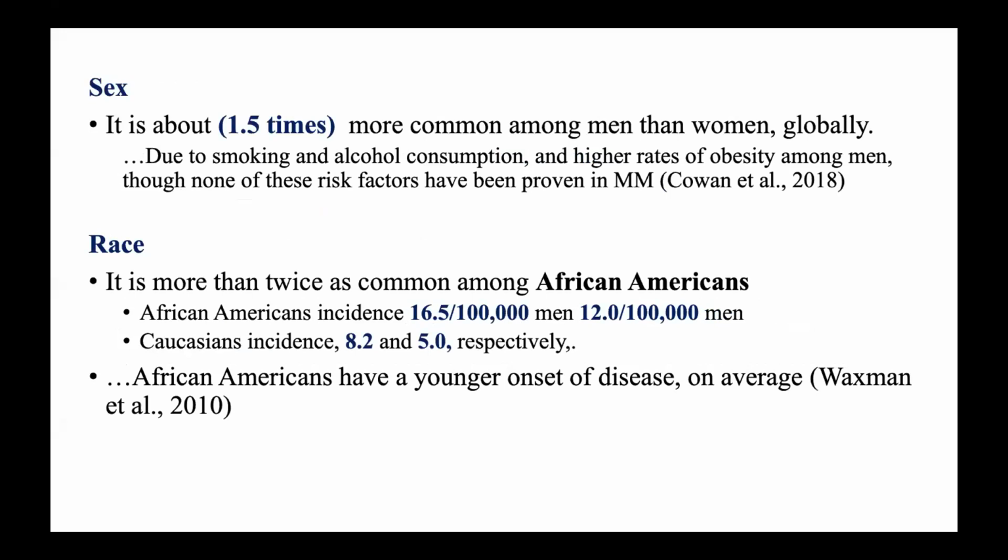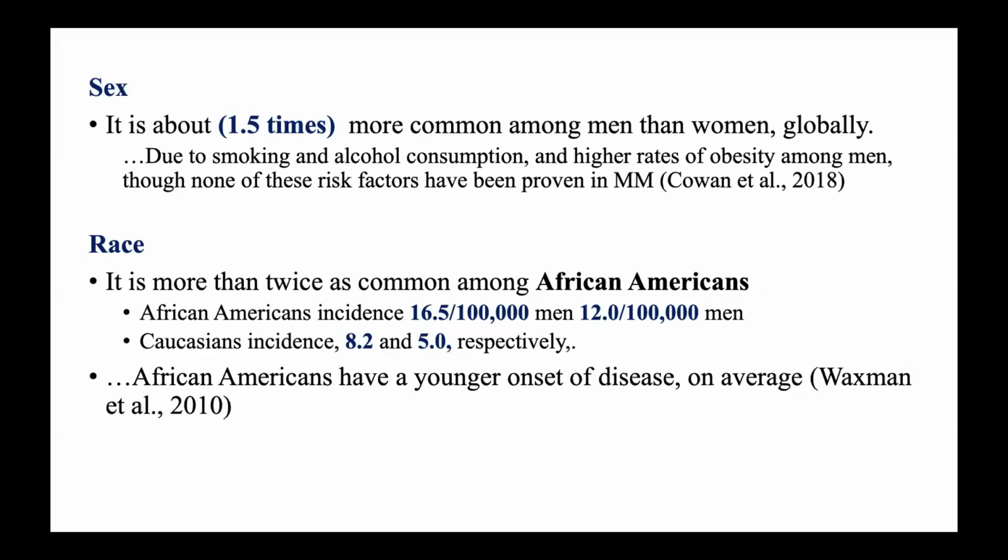We are also learning that it is common amongst males, as we have already identified, but it is not very clear why males are more prone to multiple myeloma than females. However, males are more likely to engage in smoking and alcohol consumption and have high rates of obesity, but that is unproven when it comes to the condition of multiple myeloma.